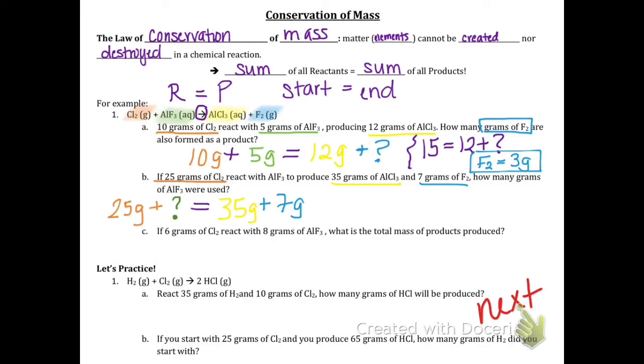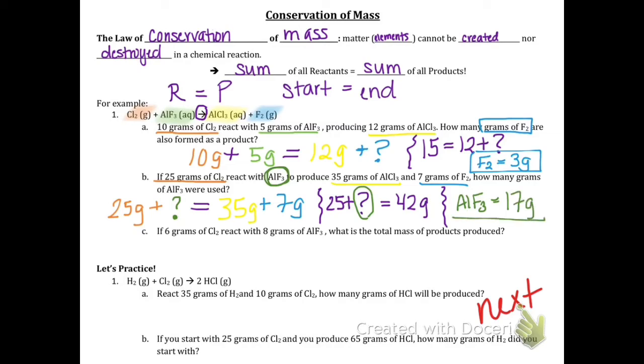Okay, so now let's do the math. 25 plus something, we don't know what, is equal to 42 grams. So the question is, what is that something? We're missing aluminum fluoride here. It's my green color. So what am I missing here? My AlF3, aluminum fluoride, has to be equal to, so do the math, 17 grams. Perfect. Let me do one more example.